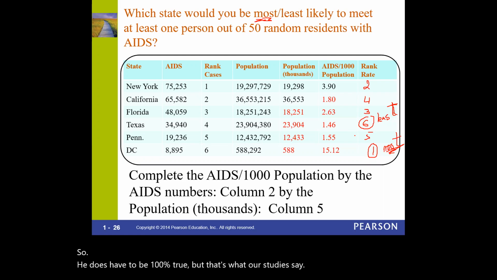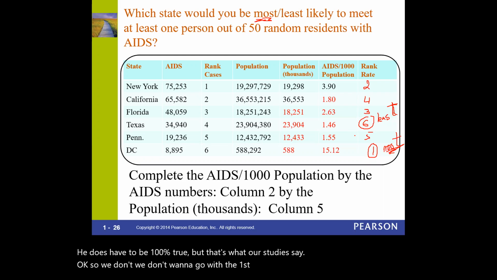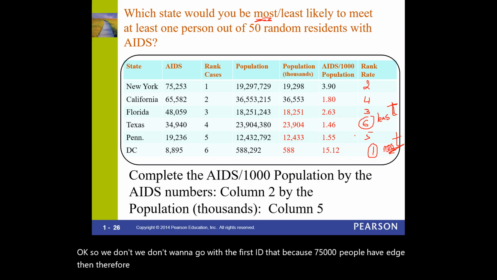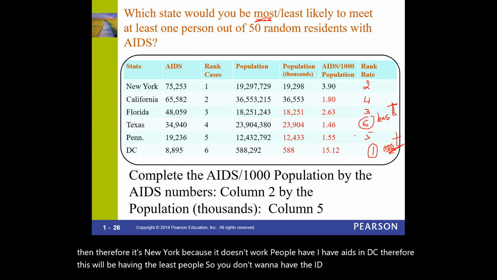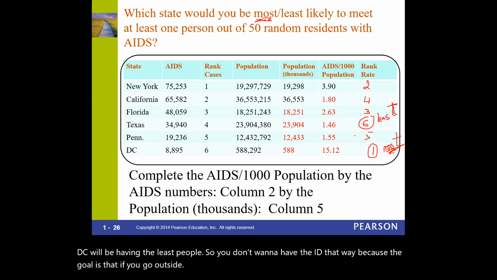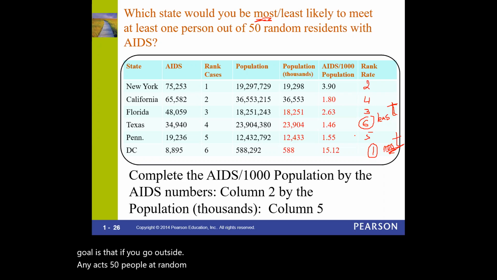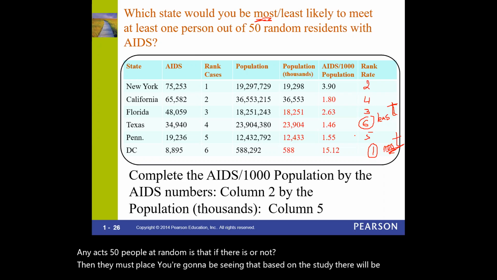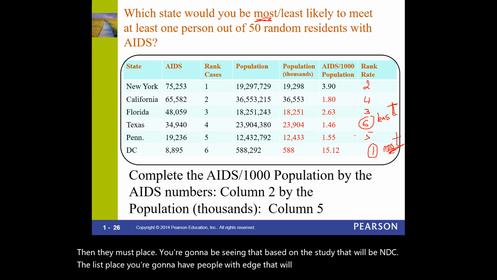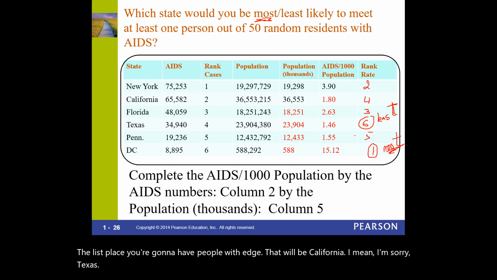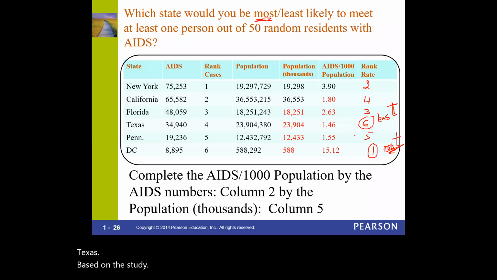Okay, so we don't want to go with the first idea that because 75,000 people have AIDS, therefore it's New York, or because 8,000 people have AIDS in DC, therefore DC will have the least people. You don't want to have the idea that way, because the goal is that if you go outside and ask 50 people at random if they have AIDS or not, the place where you're going to see the most, based on the study, will be DC. The place where you're going to have the fewest people with AIDS will be Texas, based on the study. Okay. Any question about that?